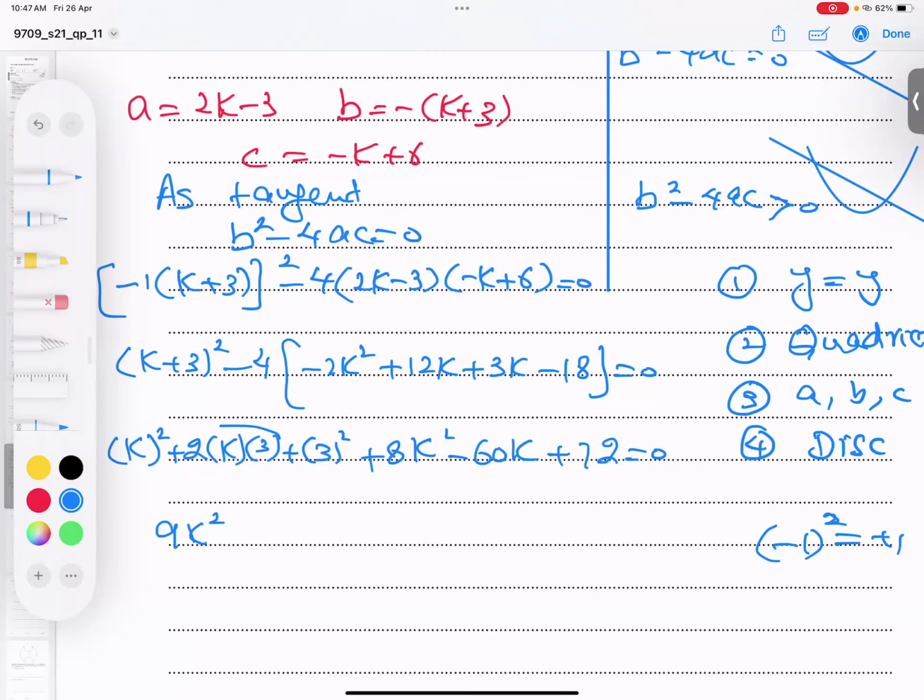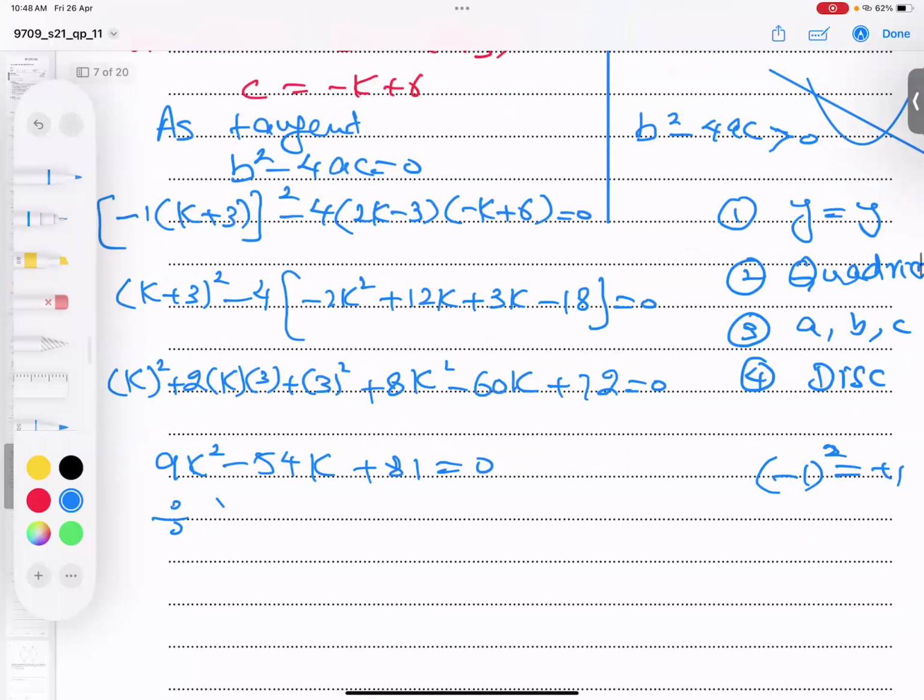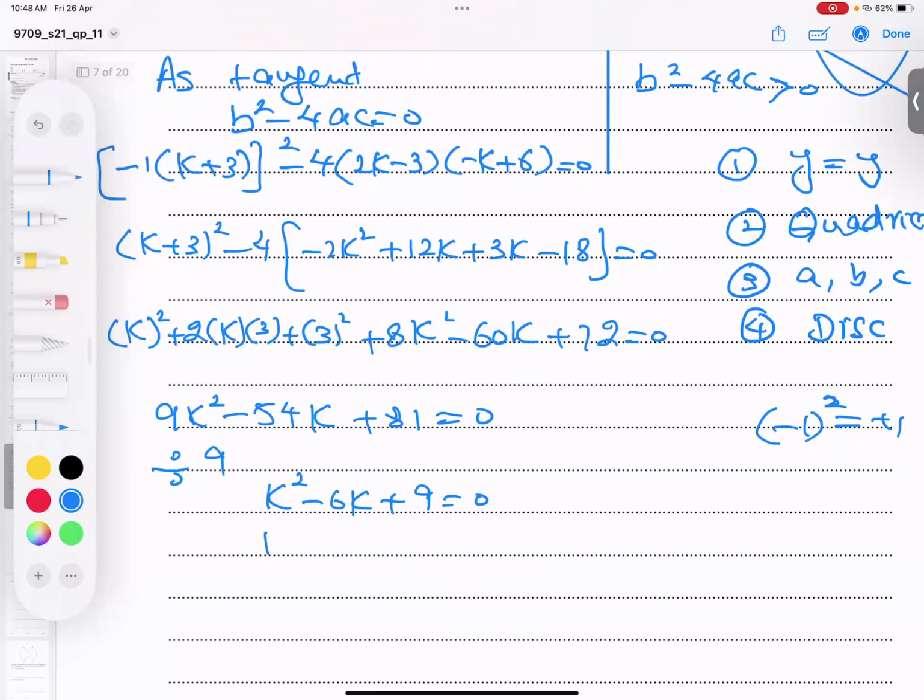So now, student, what is this? 6k out of 16, 6 is gone, 54. And 72 plus 9, I get 81. If I divide the whole equation by 9, I get k square. So 9 6s are 54, and 9 9s are 81. I'm going to factorize, students. Do you want to factorize by the three-case factorization or the quadratic formula? 9 ones are 9 and 3 threes are 9. So negative 3 is working here.